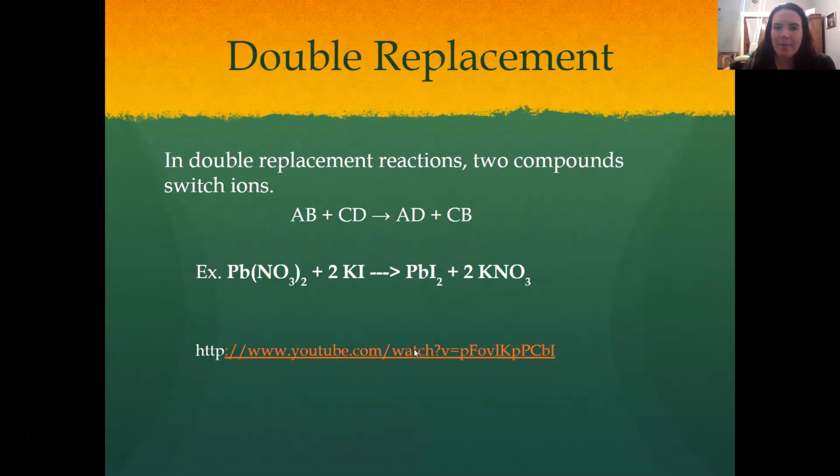Fourth one is double replacement. In this one, we have ionic compounds that are going to switch partners. So to recognize this one, you'll see a compound and a compound on the reactant side, the left side, forming another compound and another compound, 2 compounds on the product side, the right side. So if you have 4 compounds, that's a double replacement.